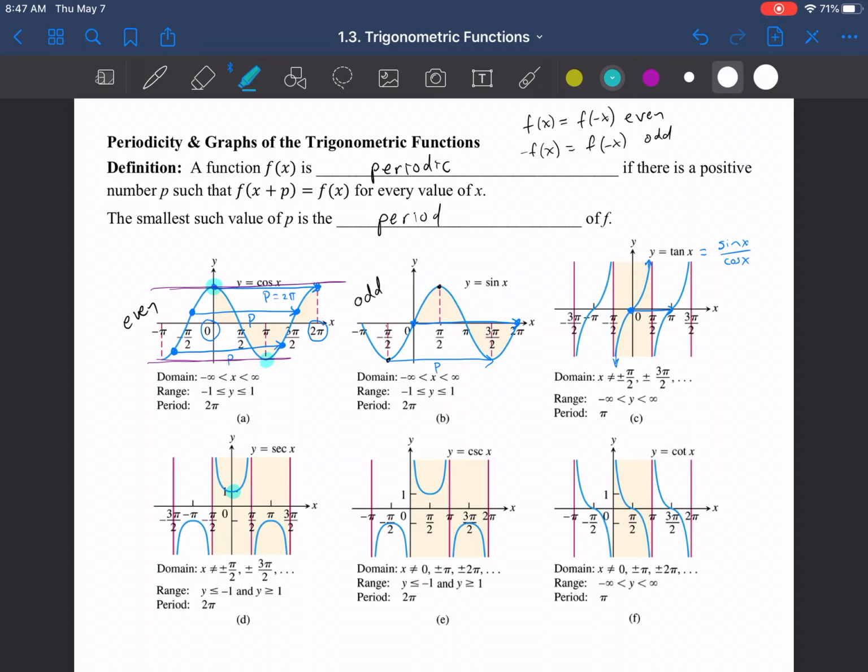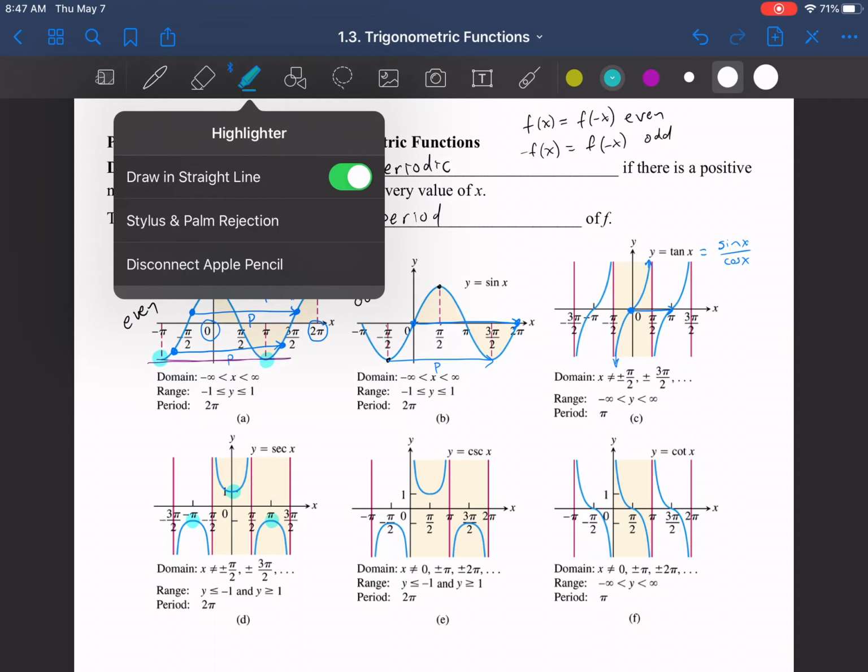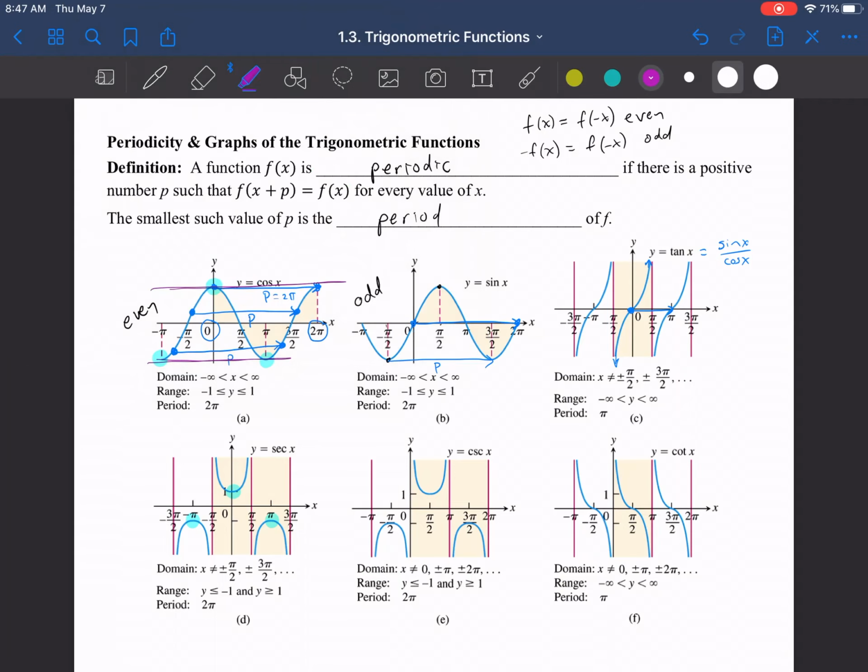Here we have a -1. Here we have a -1. So all of those stay exactly the same. Then everywhere that we have a 0, here is a 0, at -pi/2, here is a vertical asymptote. Here's a 0 at pi/2, here is a vertical asymptote. Here's a 0 at 3 pi/2, here's a vertical asymptote at 3 pi/2.